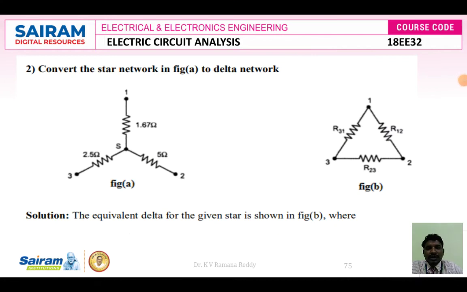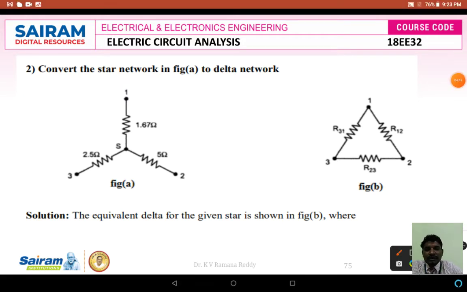Next, convert the star network in figure A to a delta network. This is the given problem. They gave one star and one delta. We have to convert the star network into a delta network. The values of the star are given: 1.67 ohms between terminal 1 and neutral, 5 ohms between 2 and neutral, and 2.5 ohms between 3 and neutral.